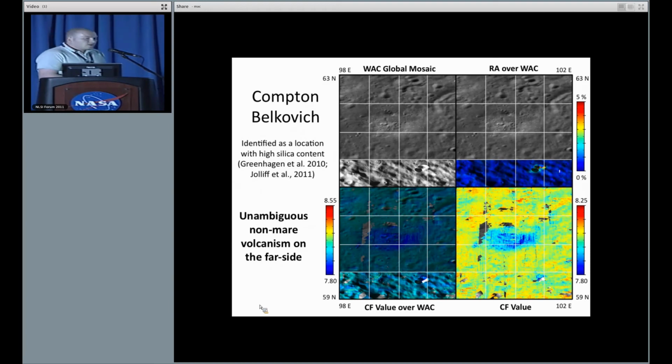Currently in press, Brad Jolliffe has a paper that describes Compton-Belkovich in beautiful detail, combining multiple data sets and talking about the geomorphology, and he has unambiguously shown that this is non-mare volcanism on the far side. It has elevated topography, it has a series of small domes, and that's very exciting.